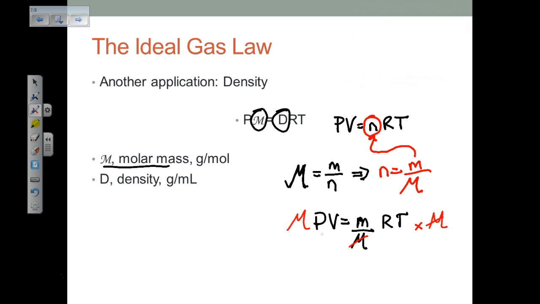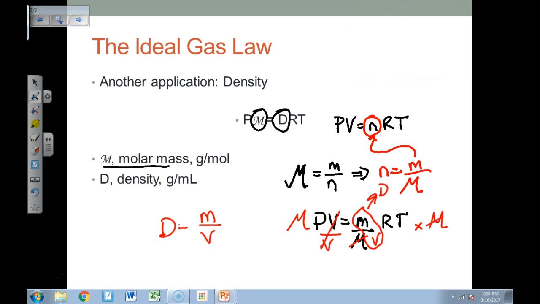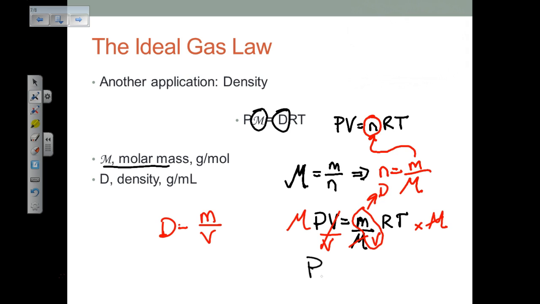Now I'm going to divide both sides by V, and that cancels our V out. Now, here's the funny thing. What is m over V? m over V is density. Density equals mass over volume. So if we get mass over volume here, that is equal to density. So our formula, P times the molar mass, equals dRT.